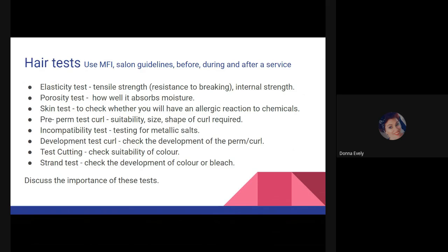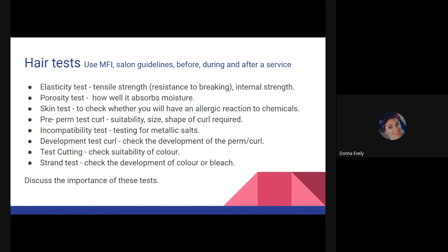Your development test curl, so this is when the perm is actually on and you're going to part way through, see how it's developing, test the curl. So you're going to unwind one perm rod at a time, but just do a couple in different areas. The crown is quite resistant, so that'll be one area. You're going to unwind it 1.5 times. You're going to roll it back on itself, and we call that checking for the S-bend.